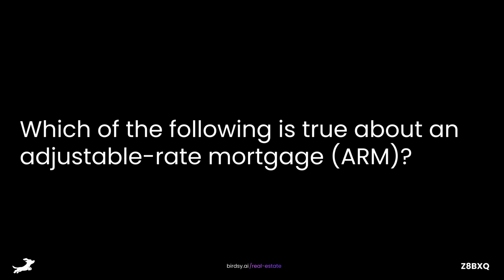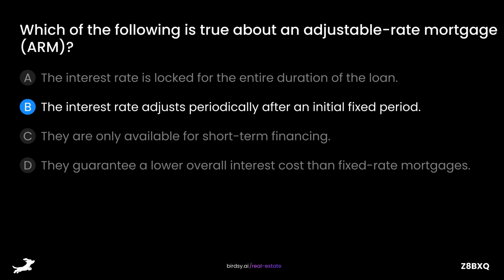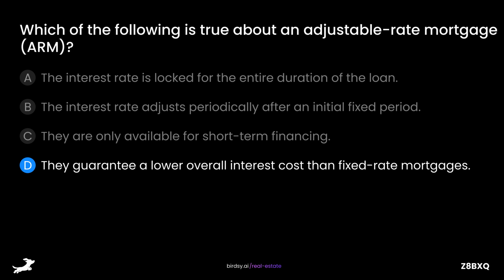Which of the following is true about an adjustable-rate mortgage? Is it A, the interest rate is locked for the entire duration of the loan? B, the interest rate adjusts periodically after an initial fixed period? C, they are only available for short-term financing? Or D, they guarantee a lower overall interest cost than fixed-rate mortgages?